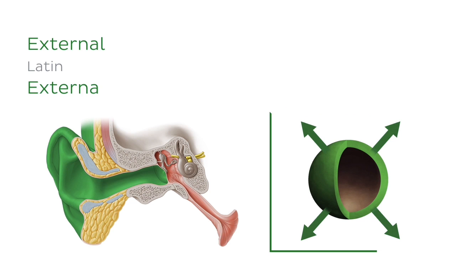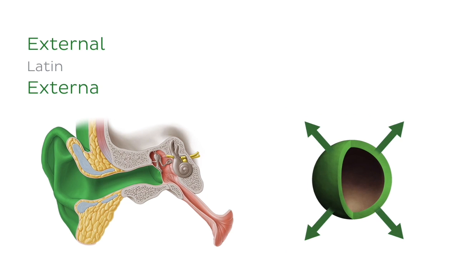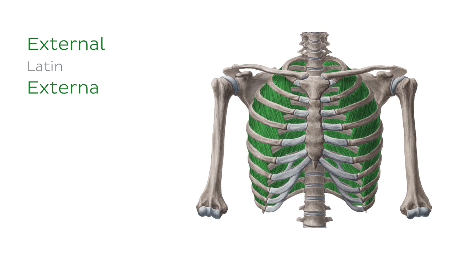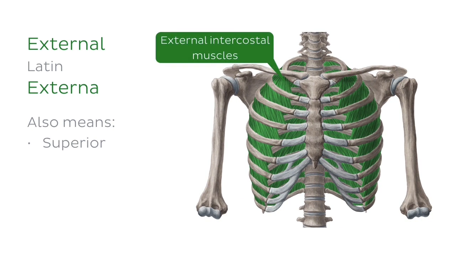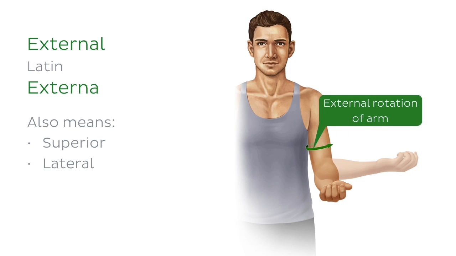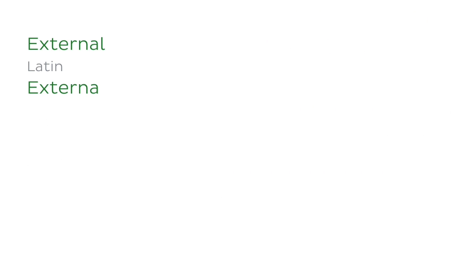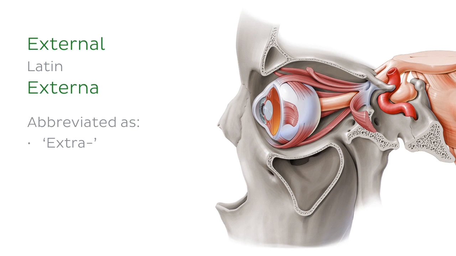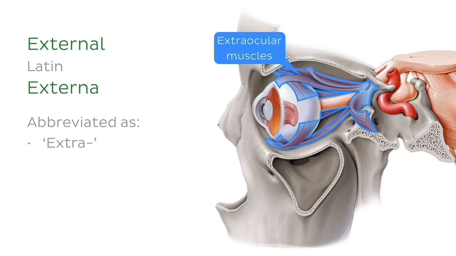External can also be used with reference to a structure which is considered more superficial than another, for example, the external intercostal muscles, or they can have a similar meaning to lateral, for example, external rotation. One last point on external is that it is commonly abbreviated as the prefix extra. For example, muscles which lie outside of the eyeball or oculus are known as the extraocular muscles.